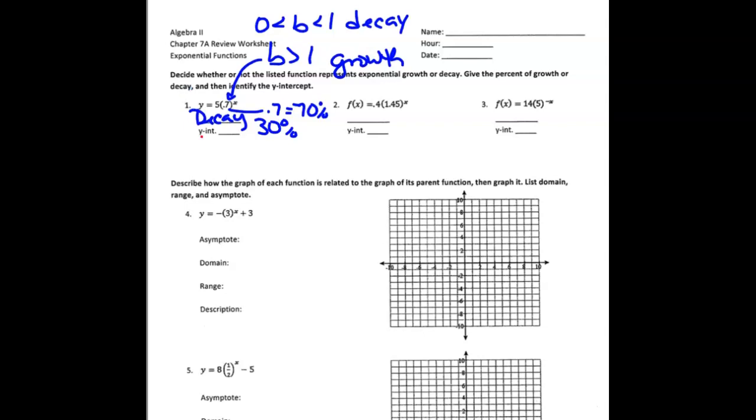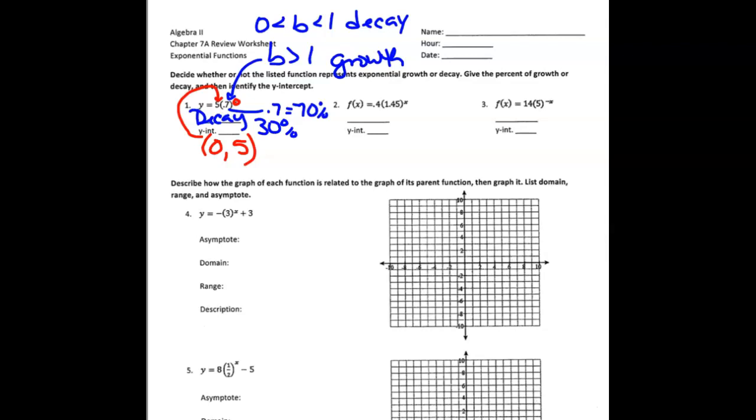All right, to get our y-intercept, we're going to look at that front number. So since it's a 5, our y-intercept is (0, 5). Okay. The other thing you can do is you can put a 0 in for x, but 0.7 or anything to the 0 power is 1, which is going to get you back to having 1 times 5 be 5.